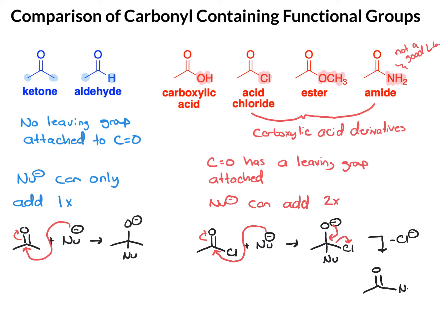From there, we've reformed a carbonyl compound, and then the nucleophile can add to this carbonyl. And now we're stuck. So you don't get stuck at a final tetrahedral intermediate until two nucleophiles have been added. So that's the big difference in aldehydes and ketones versus carboxylic acid derivatives.